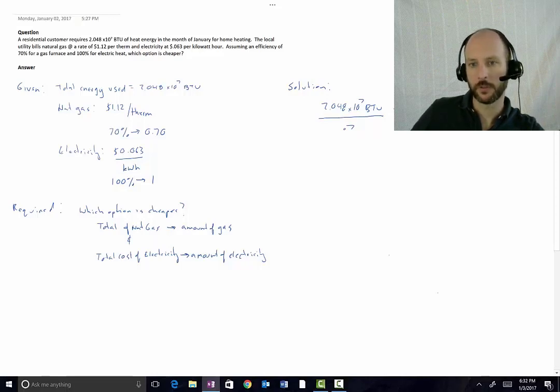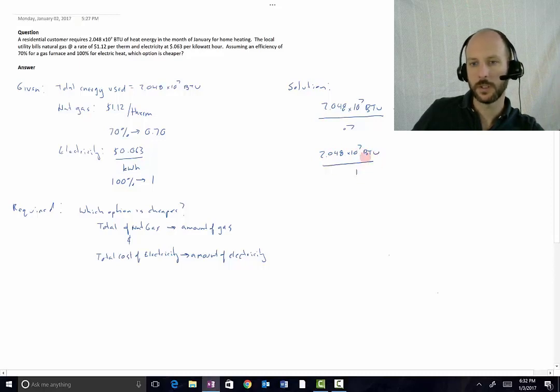My natural gas furnace is only 70% efficient. That means the input energy is 2.926 times 10 to the 7th BTU. Just pointing out here that you can write times 10 to the 7, or you can write E7. It means the same thing, and both are commonly used in engineering. So you can see we need more natural gas input to the system than heat energy comes out, because it's not a perfect conversion process.